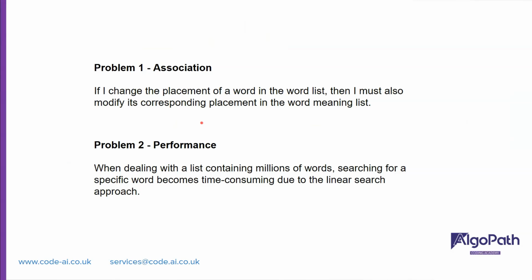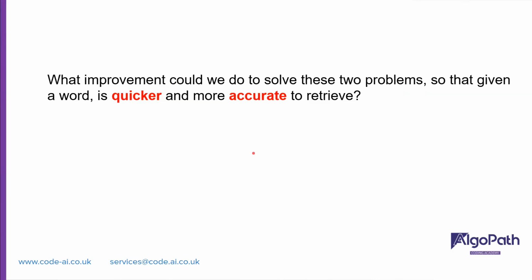Additionally, we also have a problem with performance. Imagine that I have millions and millions of words. Then doing a search for these words will be very time consuming, because I would have to search for every single one. So how can we improve this design? How can we make it quicker, more accurate to retrieve that data? Because at the end of the day, the reason we have these dictionaries is to retrieve the data and get some more information.